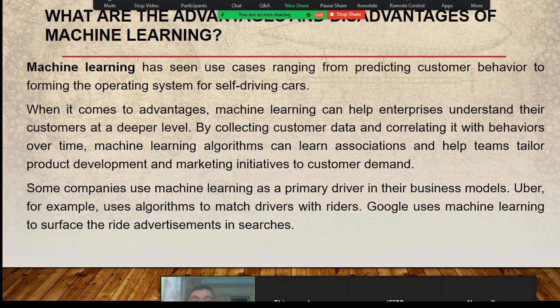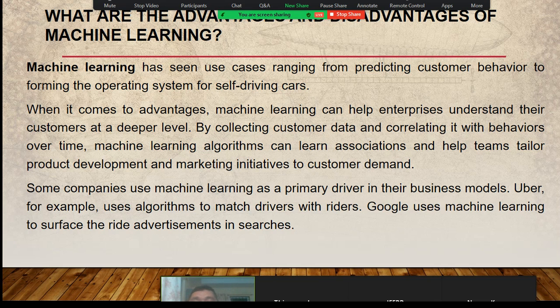What are the advantages and disadvantages of machine learning? Machine learning has seen use cases ranging from predicting customer behavior to forming the operating system for self-driving cars. A good example of self-driving cars is the Tesla cars. When it comes to advantages, machine learning can help enterprises understand their customers at a deeper level by collecting customer data and correlating it with behaviors over time. Machine learning algorithms can learn associations and help teams tailor product development and marketing initiatives to customer demand.